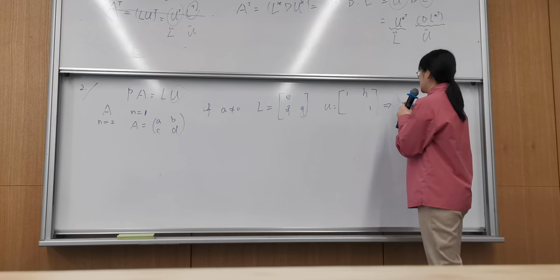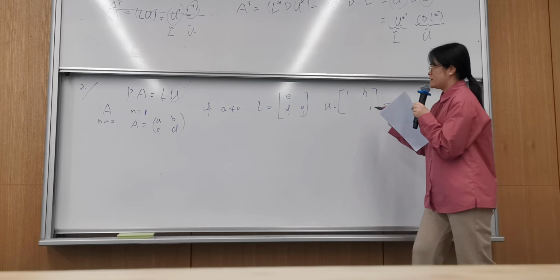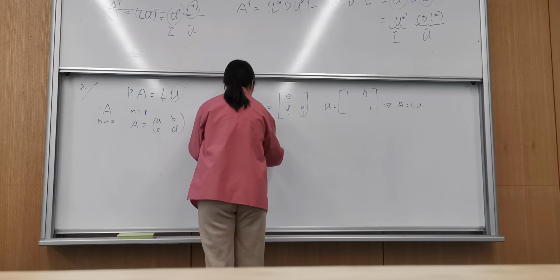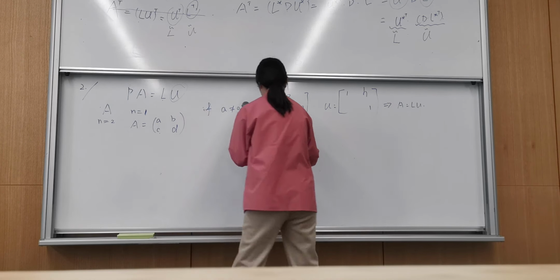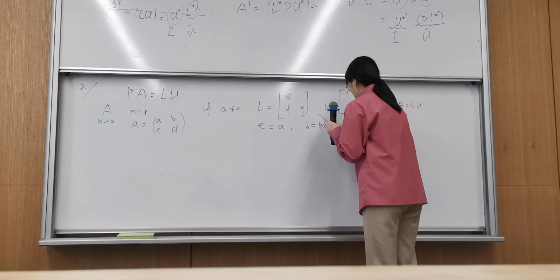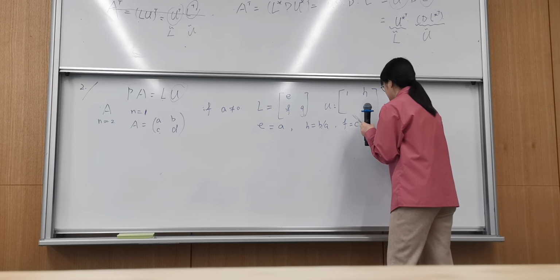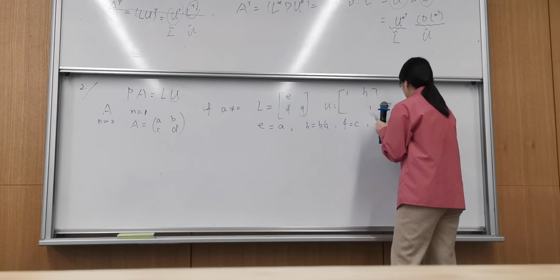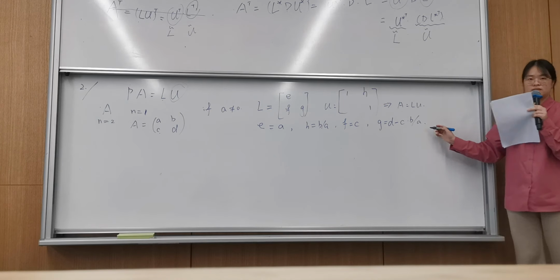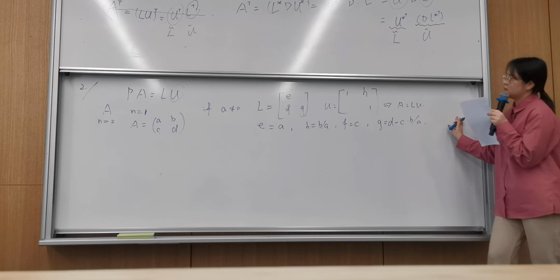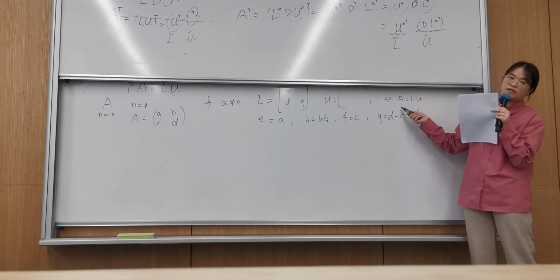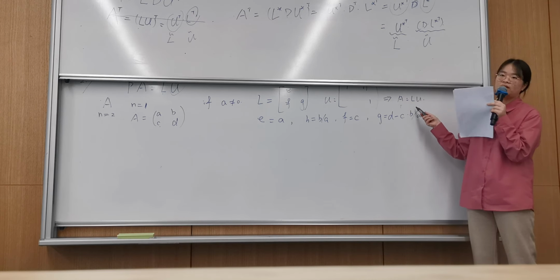And we calculate A equal to LU, and then find the corresponding numbers for E, F, G, H, which I'll directly write out. E equal to A. H equal to B over A. F equal to C. G equal to D minus C times B over A, given A is non-zero. Okay? So we solve these by equating each entry of matrix A to each entry of L times U.